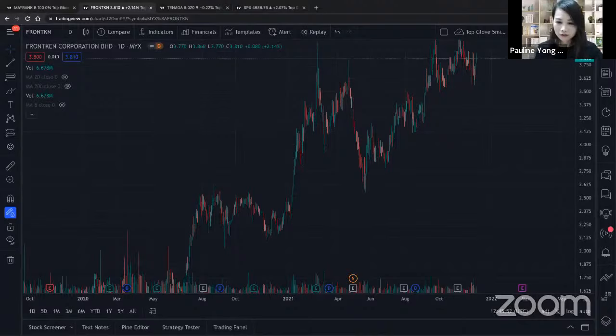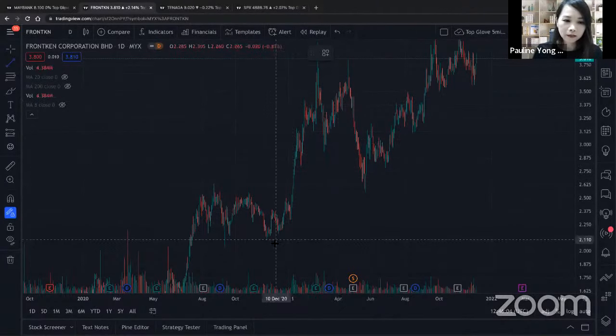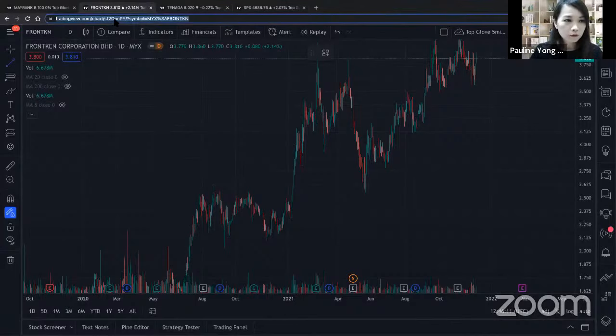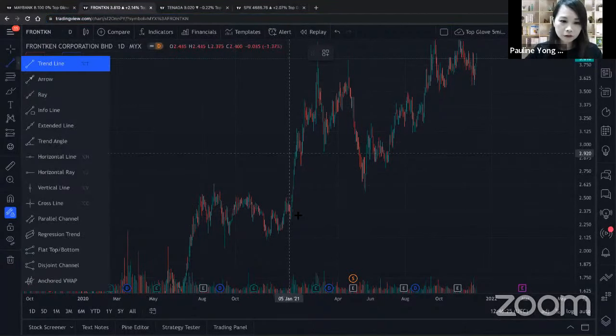Now for an uptrend, let me draw my trend line. Okay. So how you draw the trend line is that when it is an uptrend, you connect the bottom here. Okay, so let's draw. So here I'm using tradingview.com. If I can share with you, I will share it in the chat here so that you can click and look at the chart. Okay, so here is tradingview.com, and let's draw the trend.